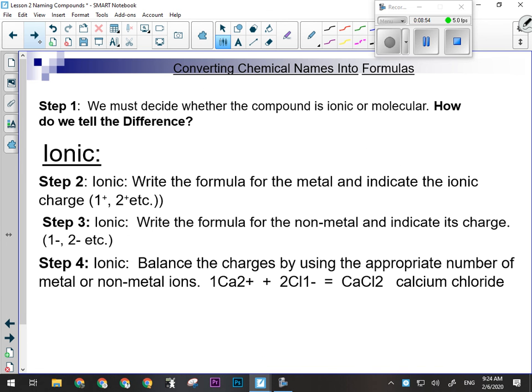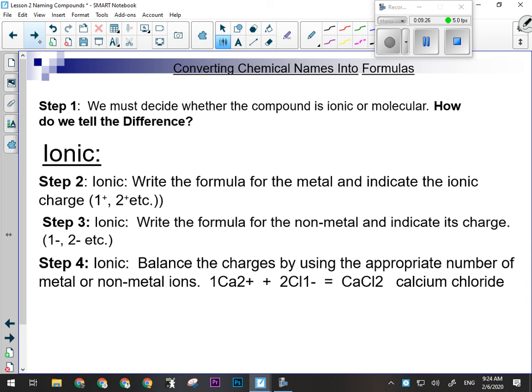Right? Okay, if we're going the other way, so what we've been doing so far is mostly just turning the formulas into names. We also have to be able to go the other way, and that is turn the names into formulas. And we've already kind of talked about how to do that. With an ionic compound, what do I have to do to make sure I get the right numbers? What do I do with the charges on the metals and the nonmetals?